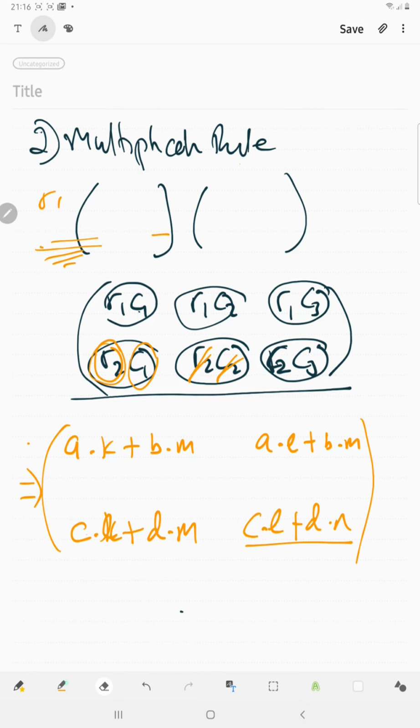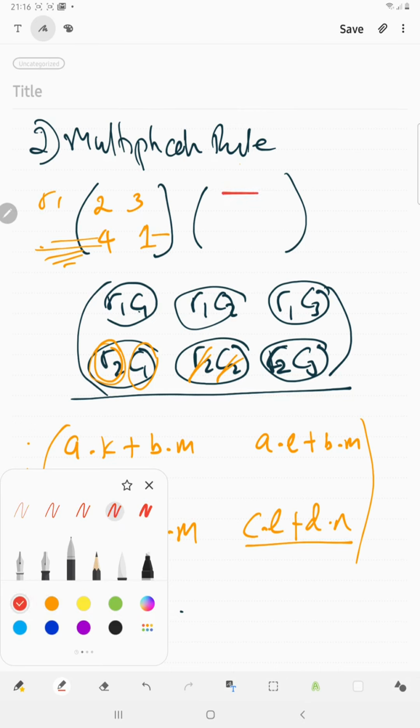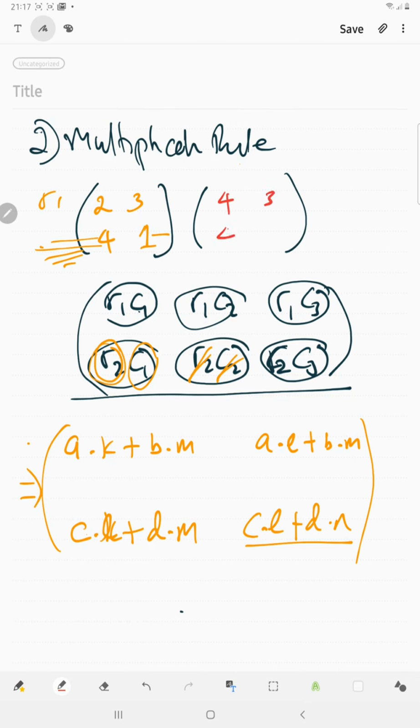It can be numbers like 2, 3, 4, and 1. And then on the other part, it could be maybe 4, 3, 4, 1. So if you substitute the numbers, you can easily get the values at that point. Just to give you an idea, in the interest of time, for those matrices you can actually get 2 multiplied by 4 plus 3 multiplied by 4.